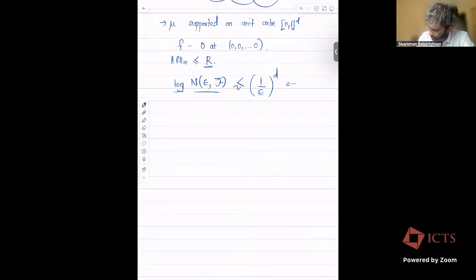You can prove this by explicitly constructing this cover. It's not a difficult thing, but for us, we'll just take this as given that the covering numbers scale like 1 over epsilon to the D, and then we'll try to see what the implication is for the Wasserstein distance. Everyone okay with this?